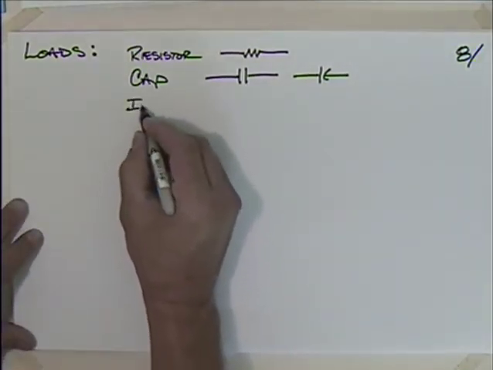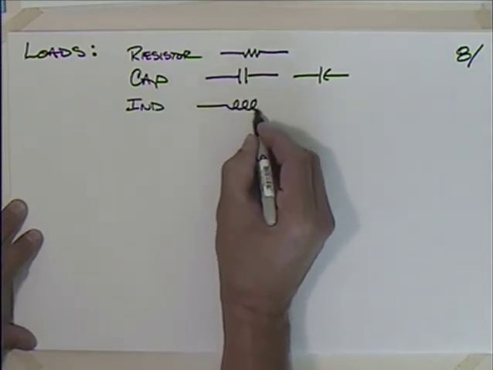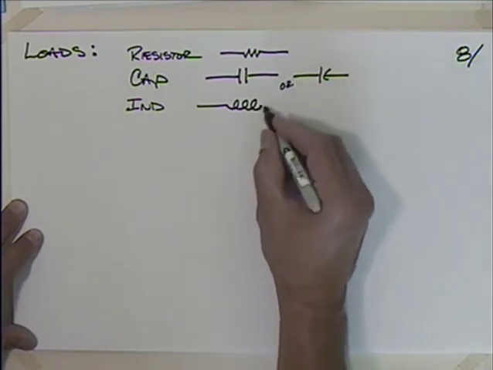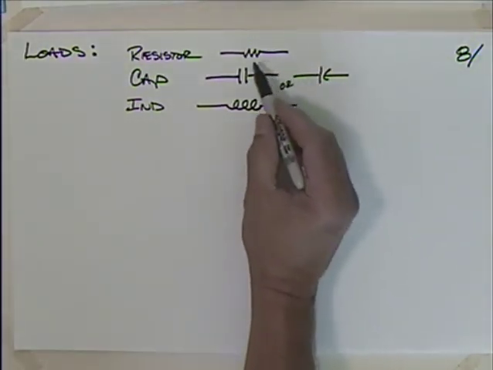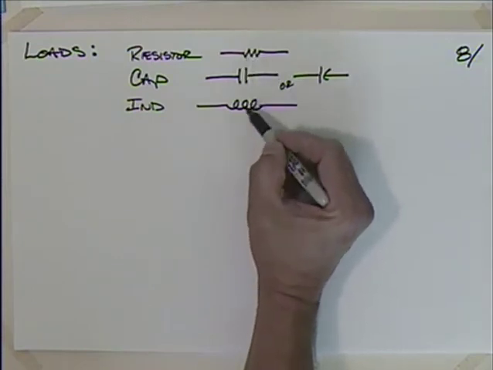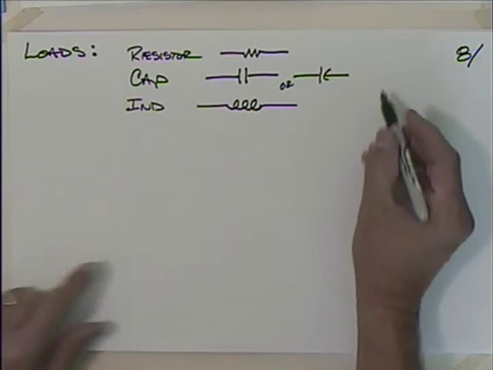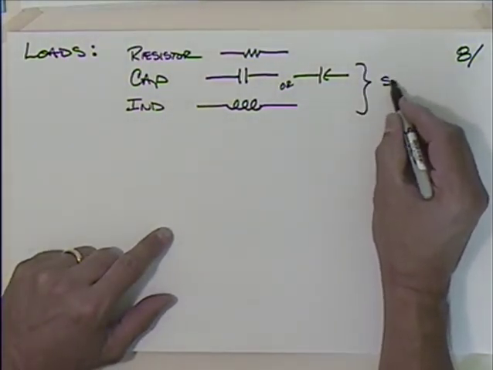And then the inductor. The inductor looks like that. So we have to be real careful when you draw the resistor that you're nice and crisp, so it doesn't end up looking like an inductor. Okay, the capacitor and the inductor, these will store energy.